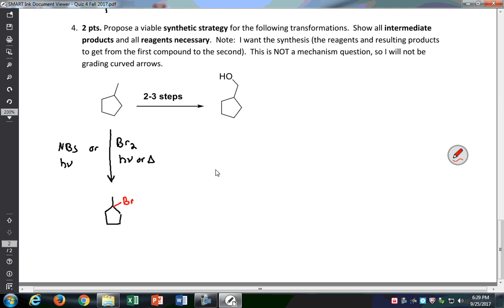So what we're going to form is, now we have functionality. We have an electrophile. We can do an elimination. We can do a substitution. We can do things with this. We can't do anything with the starting material. This is the only reagent that the starting material reacts with.